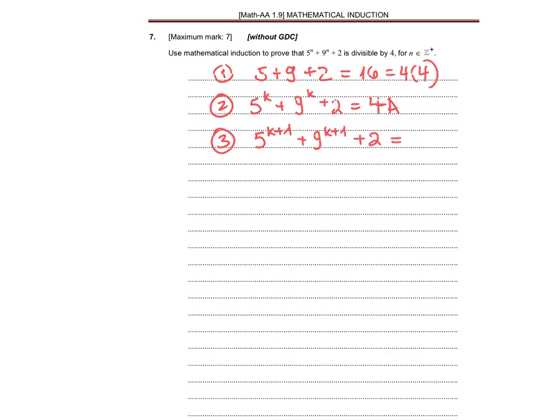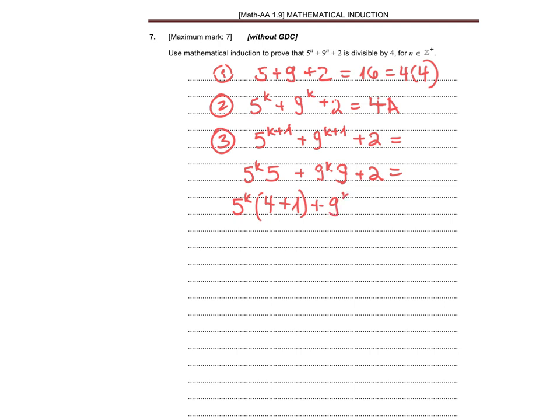Okay, so we can separate 5 to the k and 5, 9 to the k and 9, and 2. So what we want to do, we have to look back at our second step. So we need a 5 to the k and 9 to the k. And we also need these to be divisible by 4, or like the whole thing to be divisible by 4. So 5 here, there's only one multiple of 4, which is 4, and 1 will give us that 5 to the k.